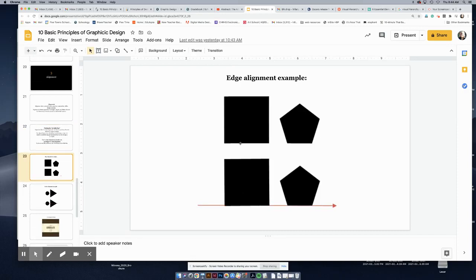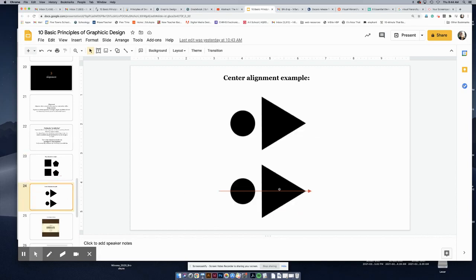These are aligned on top of one another. This is aligned on top of one another, and this is the bottom edge alignment. They're aligned to the edges. This is aligned to the center. Each one of those shapes aligns nicely. If I had moved that circle up a bit, it wouldn't have the same look. It would look more disjointed. There would be less of a sense of unity.